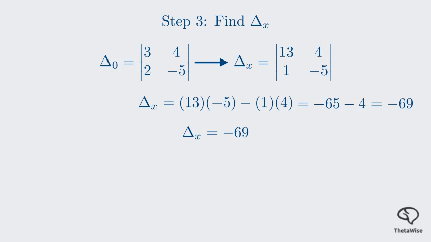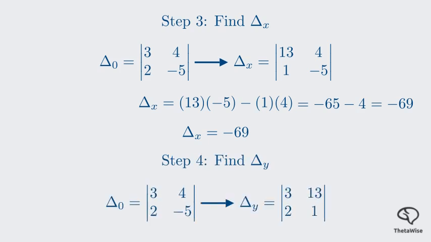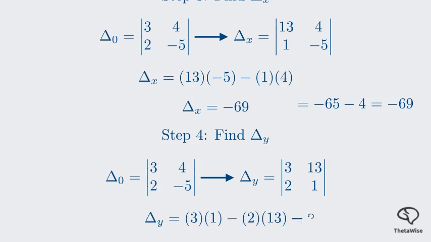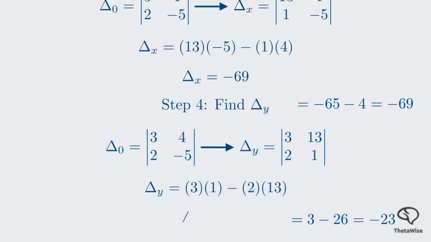Now for step 4, finding the determinant of y, delta sub y. Again, we start with delta 0, but this time we replace the y coefficient column with the column of constants, 13 and 1. Our new determinant is 3, 13, 2, 1. Calculating this, we have 3 times 1 minus 2 times 13. This is 3 minus 26, which equals negative 23, so delta sub y is negative 23.